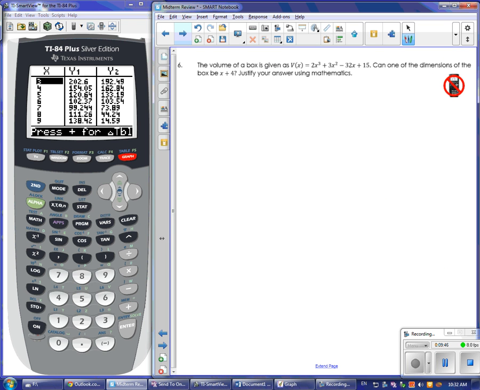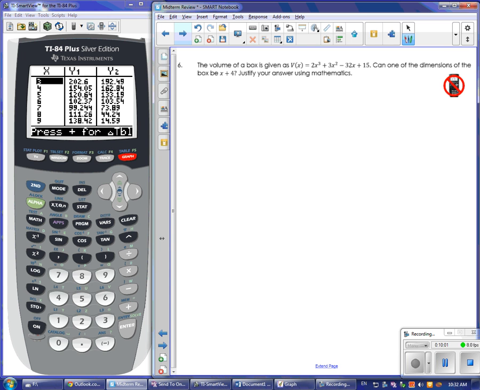Okay, number 6 is the next question that deals with polynomials, and 6 and 7 are very similar. It says the volume of a box is given as, and you're given an equation, and you're asked, can one of the dimensions of the box be x plus 4? Justify your answer using mathematics.